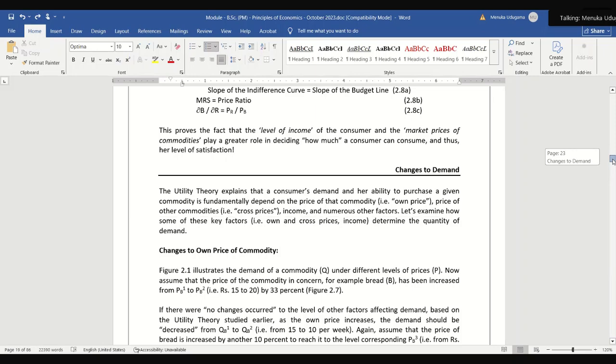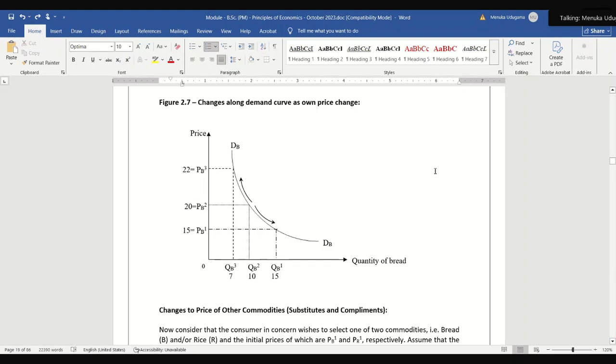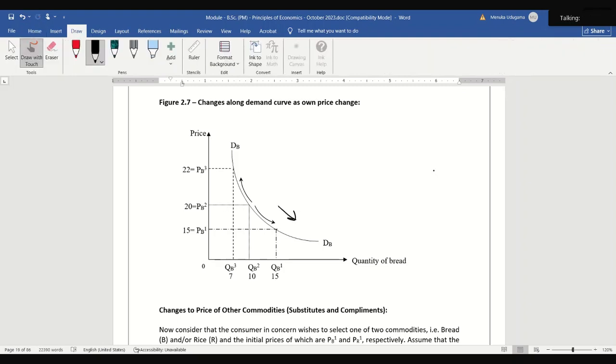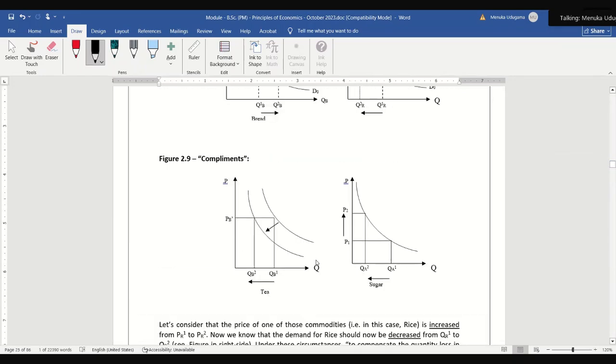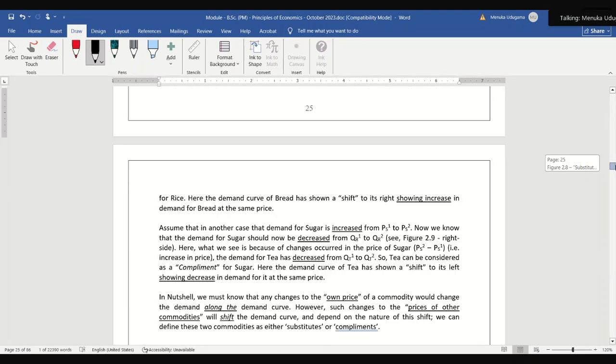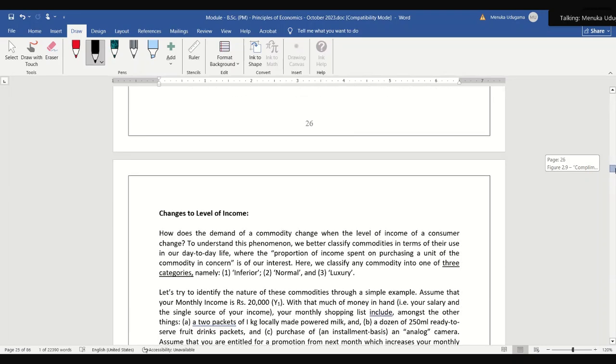And then we talk about changes to the demand. You will see that its own price moves along the demand curve. But all other factors, prices of other goods, income, all those are called demand shifters, substitutes and complements, all those will shift the demand curve. So I will ask you to plot the change in demand due to demand shifting.